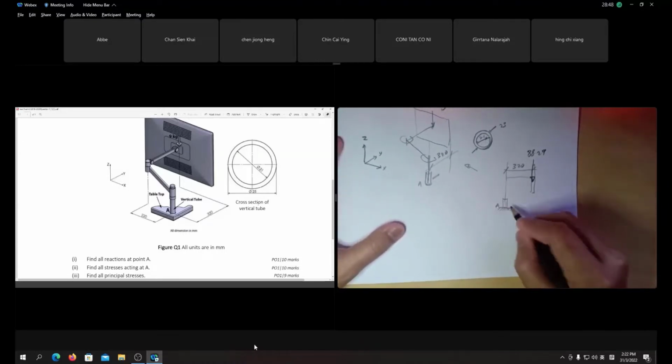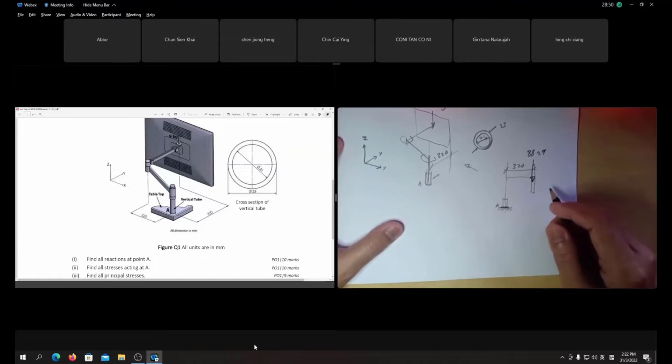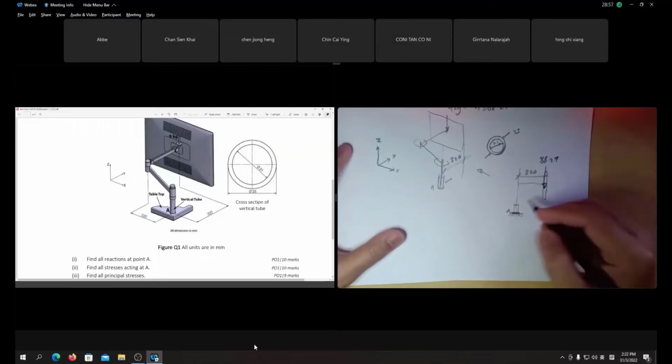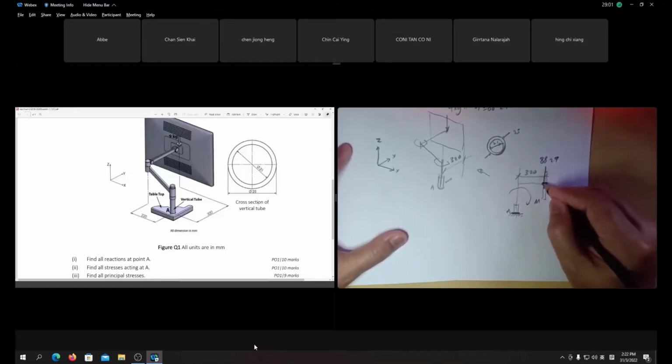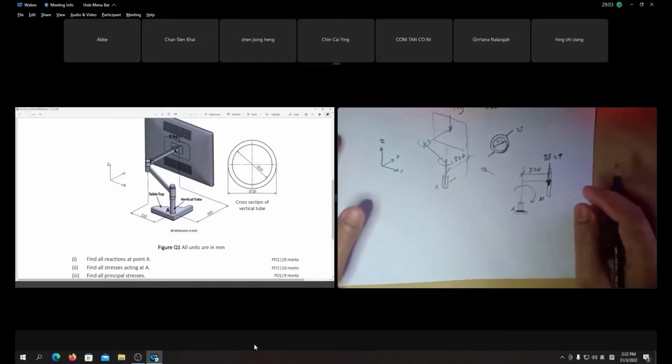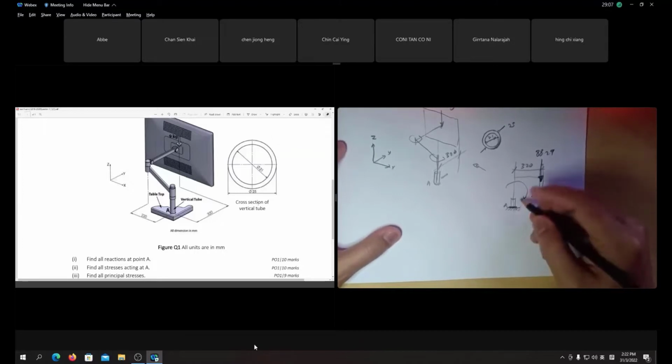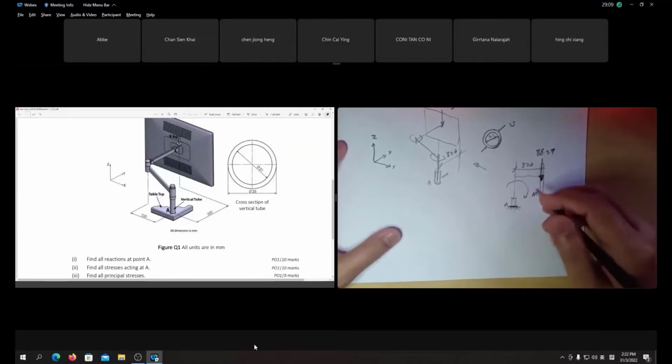Ini kat A lah. A section yang bawah ni. So, ini will produce apa? What is reaction causing at A? The tube. Okay, one is bending because of the moment kan. Another one apa? Of this vertical load. Apa reaction ni? Yeah, axial load.